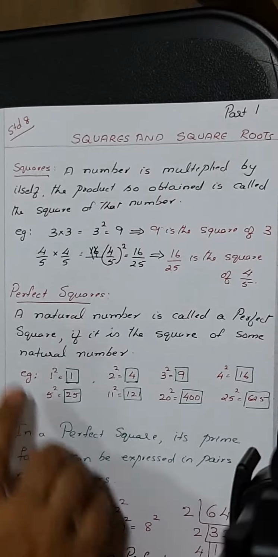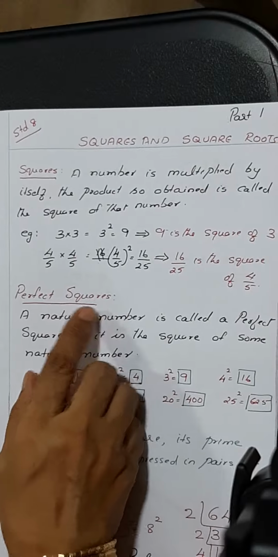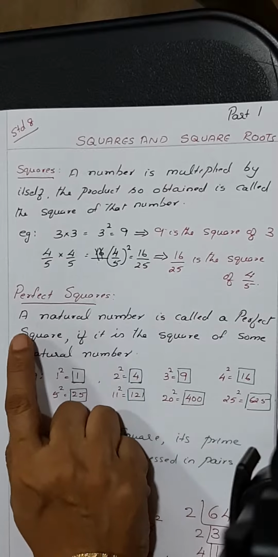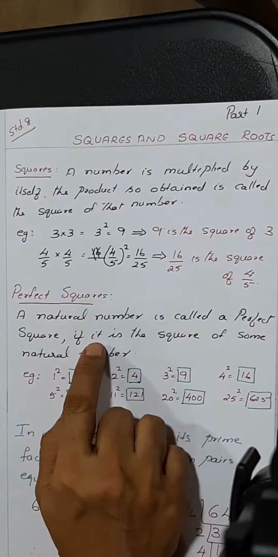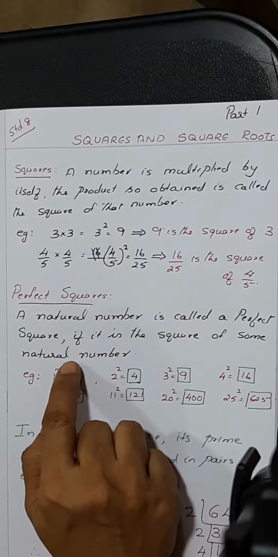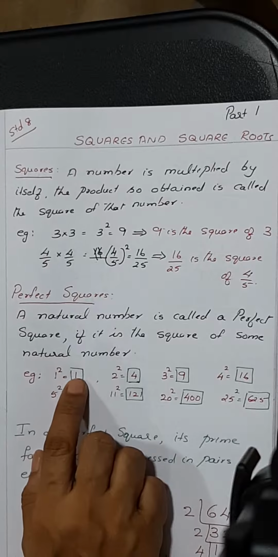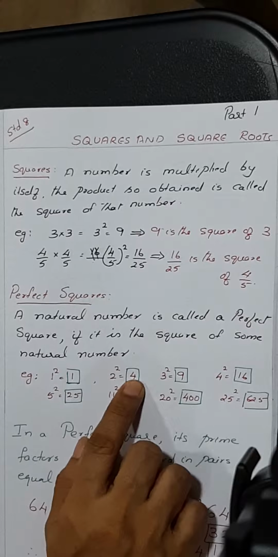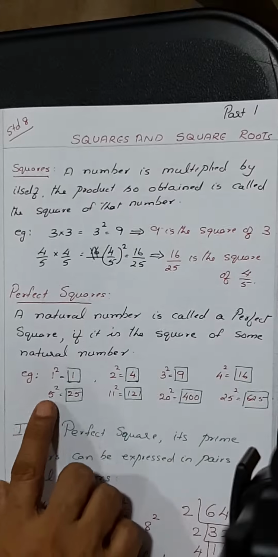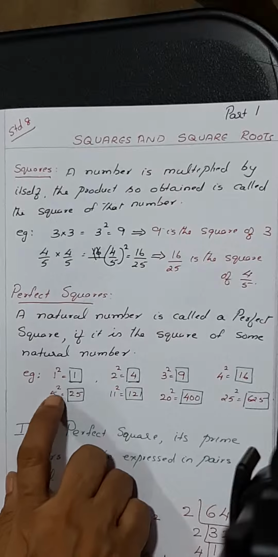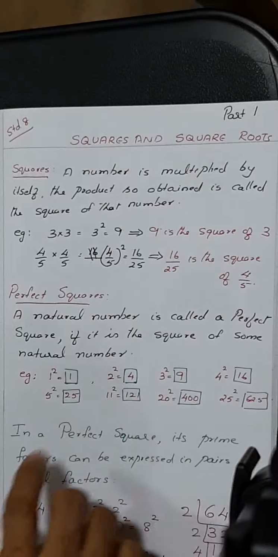Now we are going to learn a new definition, a perfect square. A natural number is called a perfect square if it is the square of some natural number. So for example, 1 squared is 1, 2 squared is 4, 3 squared is 9, 4 squared is 16. Similarly, all the natural numbers, if you square it, you will get a number. So those numbers are called perfect squares.